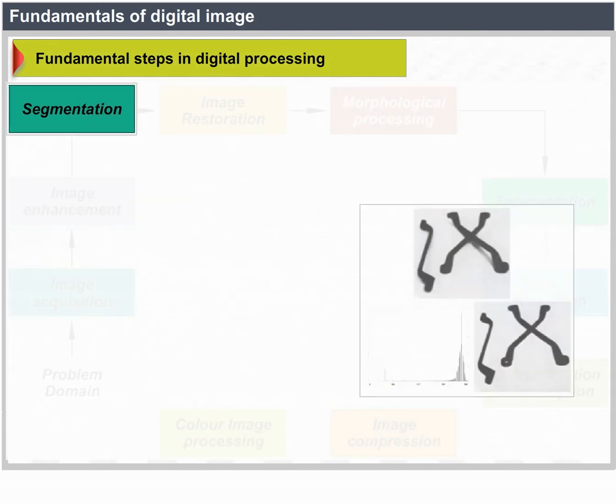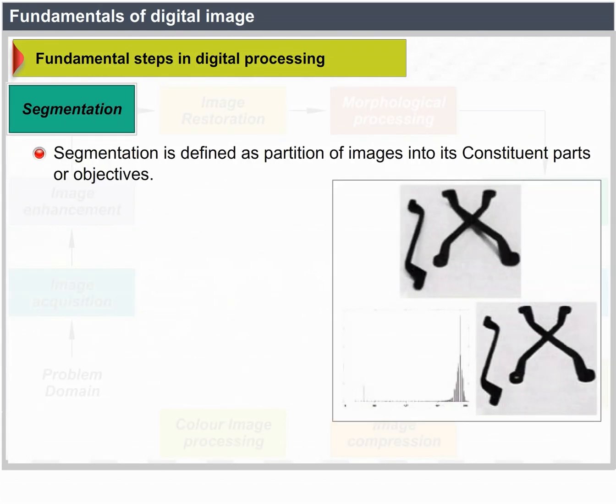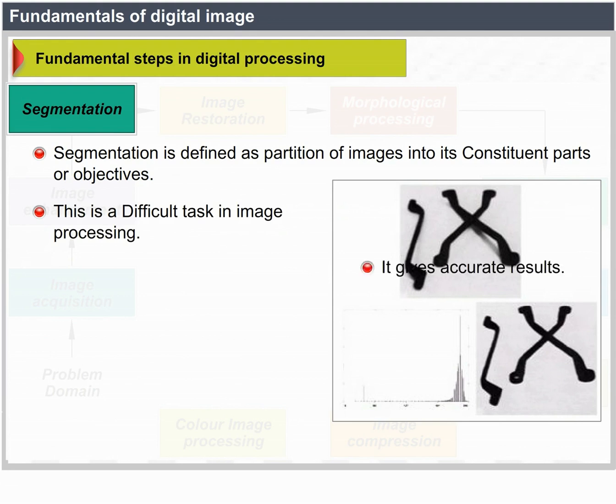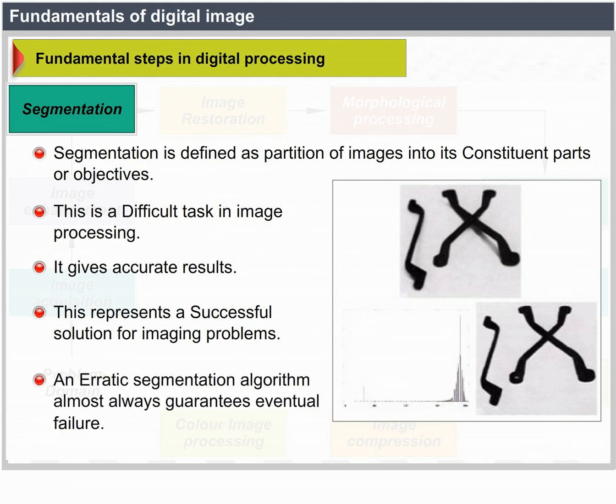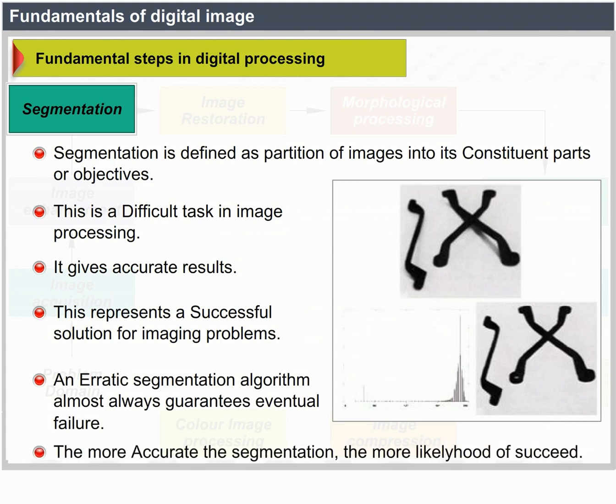Segmentation. Segmentation is defined as partition of an image into its constituent parts or objects. This is a difficult task in image processing. It gives accurate results. This represents a successful solution for imaging problems. An erratic segmentation algorithm almost always guarantees eventual failure. The more accurate the segmentation, the more likelihood of success.